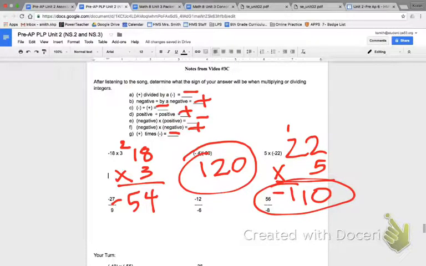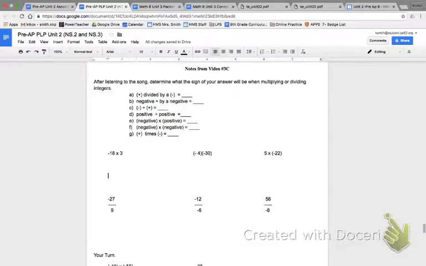All right, let's take a look at division. I have negative 27 divided by positive 9. 27 divided by 9 is 3. And because one is positive and one is negative, my answer is going to be negative 3.